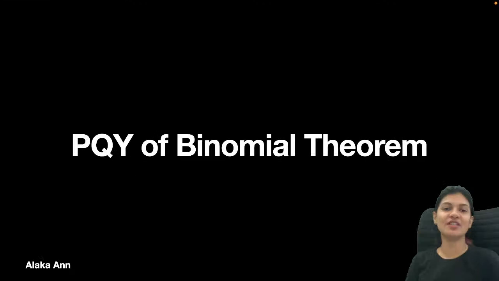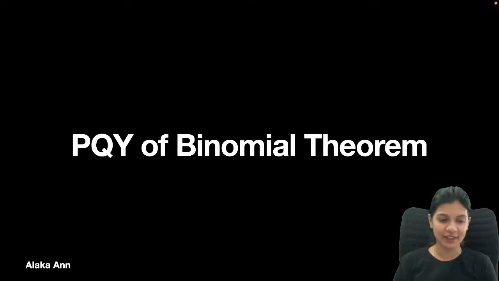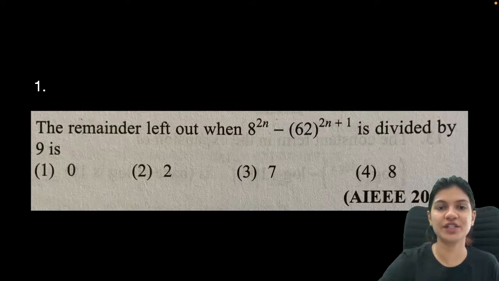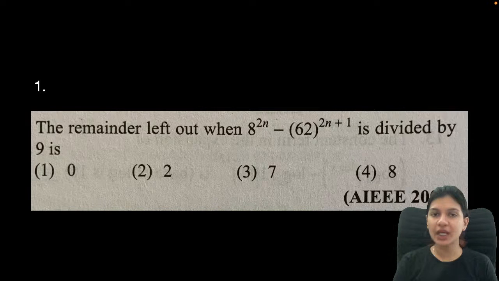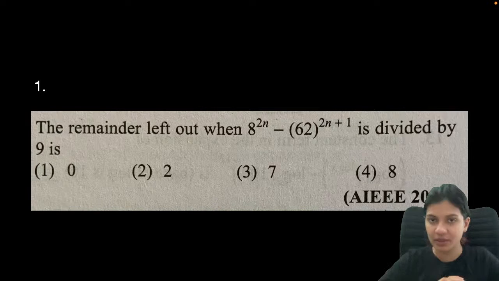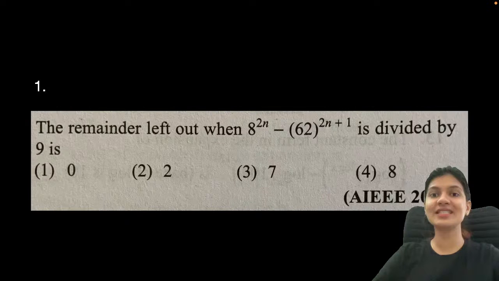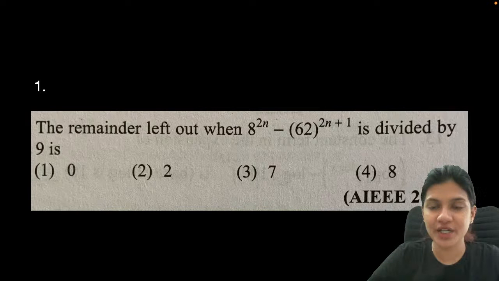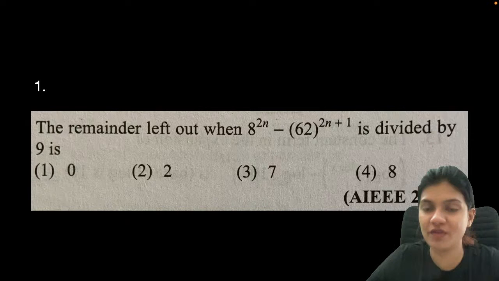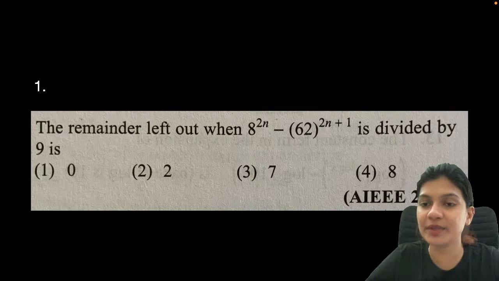Starting with the previous year questions of binomial theorem. The first question for today is on your screen. The remainder left out when 8 to the power 2n minus 62 to the power 2n plus 1 is divided by 9. You have 4 options given. Try to solve the question. You have 2 minutes. After that, I will start solving the question. This is a previous year question which was asked in AIEEE 2009.